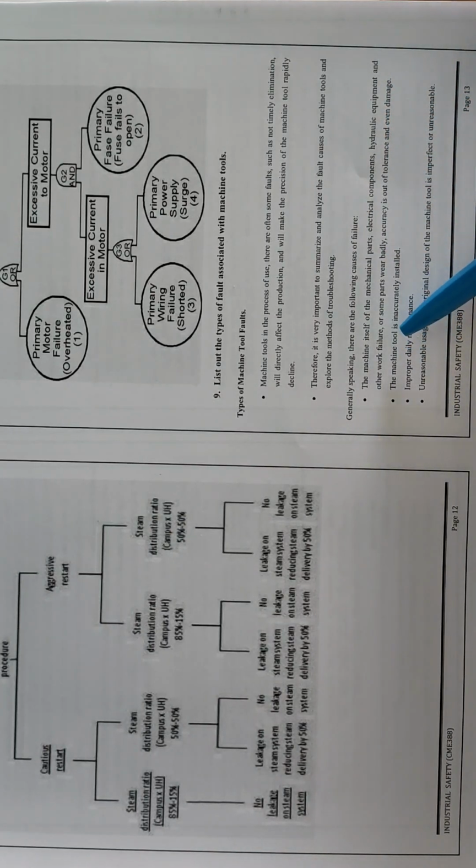equipment, and other work failure, or some parts were badly worn, accuracy is out of tolerance, and even damaged. The machine tool is inaccurately installed, improper daily maintenance, unreasonable usage. The original design of the machine tool is imperfect or unreasonable.